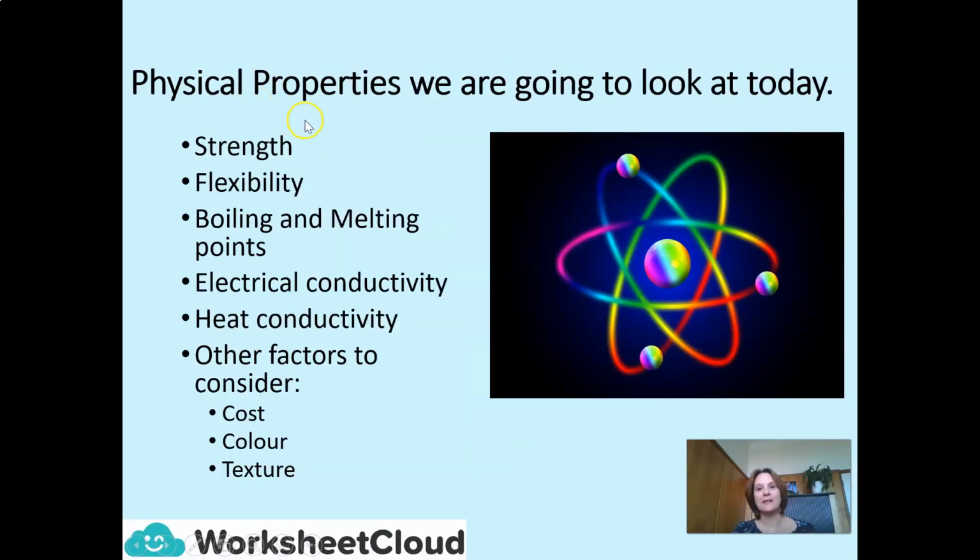The physical properties we are going to look at today, Grade 7, are as follows. We are going to look at the strength of an object, the flexibility, the boiling and melting points, the electrical conductivity, the heat conductivity, as well as other factors to consider, such as cost, color, and texture.